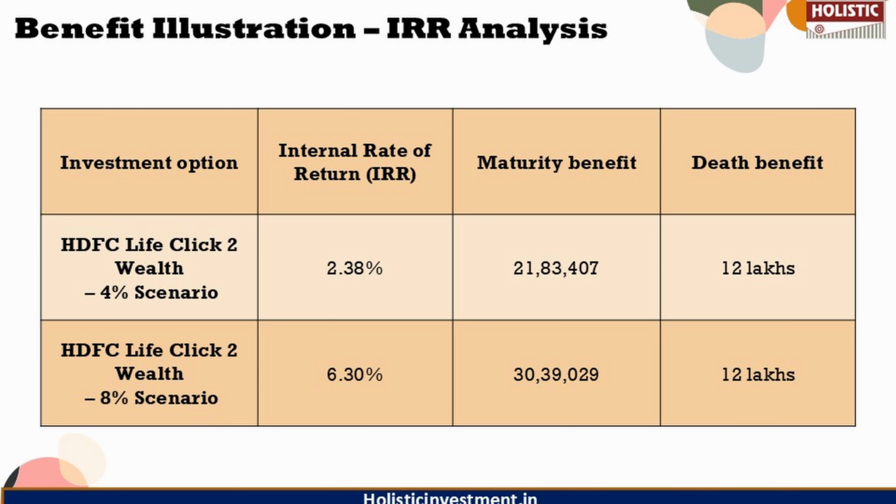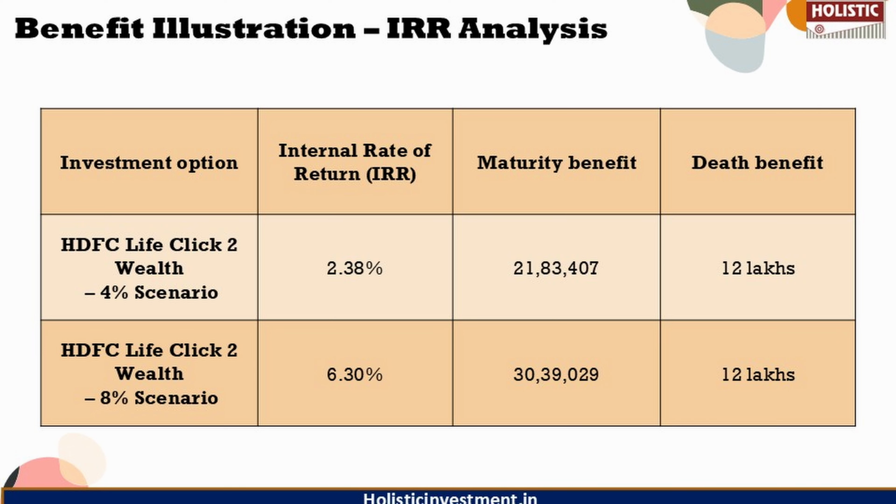So here let us assume for the IRR calculation that a 35-year-old male has opted for this policy with a sum assured of 12 lakhs and a policy term of 15 years with a premium paying term of 15 years and an annualized premium of 1,20,000. So we are going to calculate the returns based on two assumed future investment rates of return, 4% and 8% per annum. This is just to give you an idea about how this policy can perform in two extremes, like in a worst case scenario and in a best case scenario.